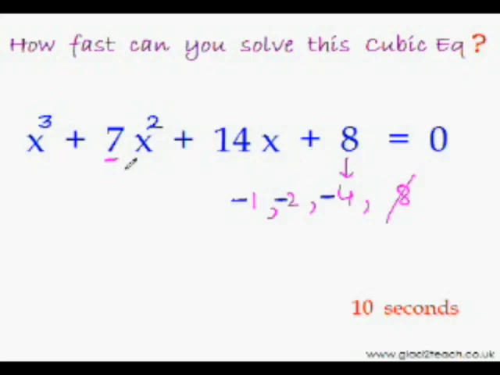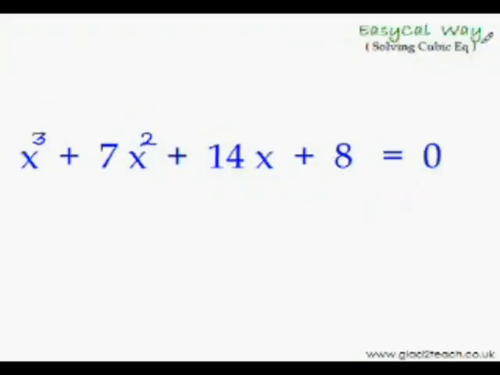The three solutions of this cubic equation are x equal to -1, x equal to -2 and x equal to -4. That's it. So tell me now, wasn't that fast? Fast and really easy. Alright, so now I'll just explain you what I have just done. So here is the EasyCal way of solving the cubic equations.